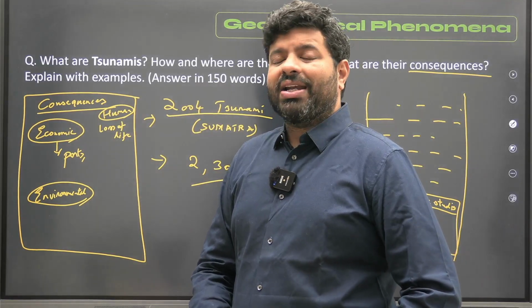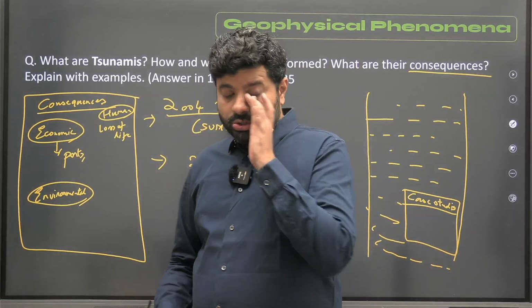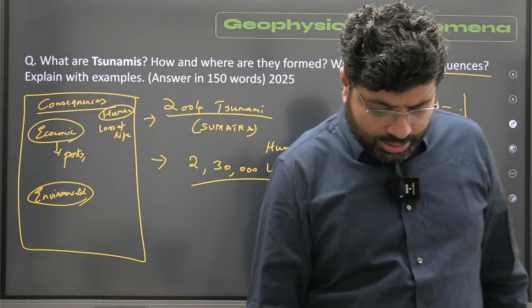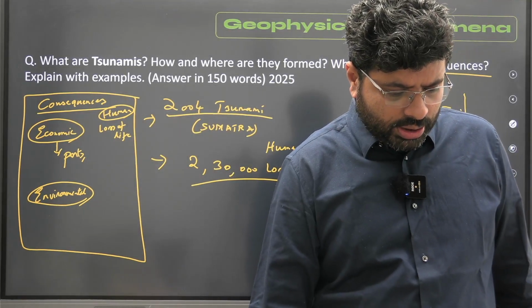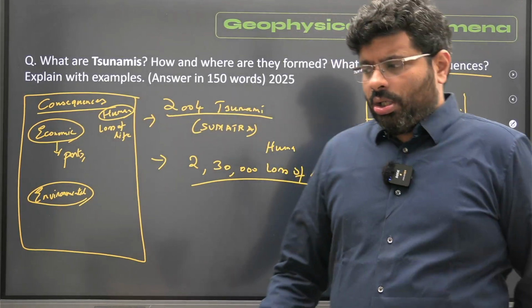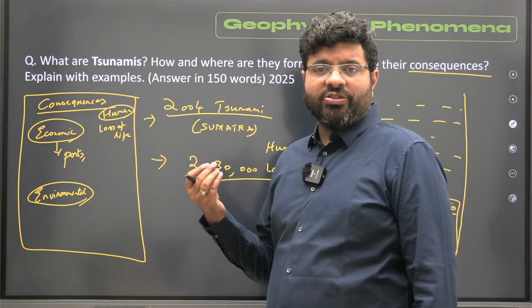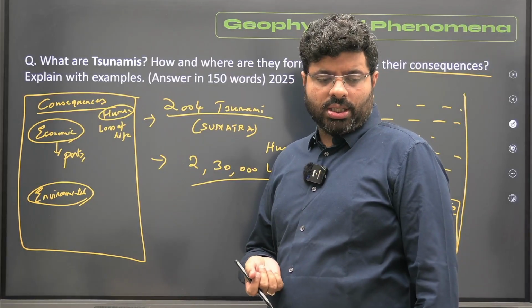You can also connect with respect to globalization, right? So you can mention that. So you do mention all these points. Then you can talk about what are the economic activities which are impacted, like ports. You can talk about fishing.